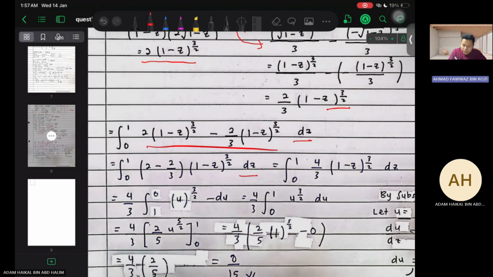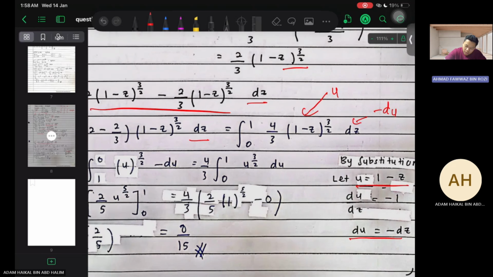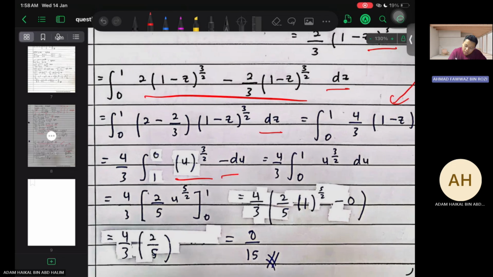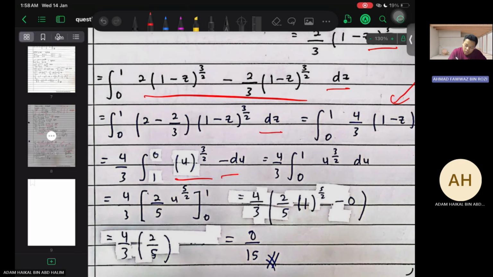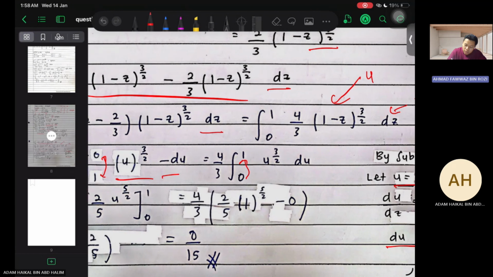Integrating dz is a bit complicated, so I use substitution. I substitute u equal to 1 minus z and du equal to negative dz, so dz equals negative du. After I substitute, it becomes easier. With the negative du, the integral limits are flipped, so 1 goes to 0, and if we reverse them again, the limits are 0 to 1.